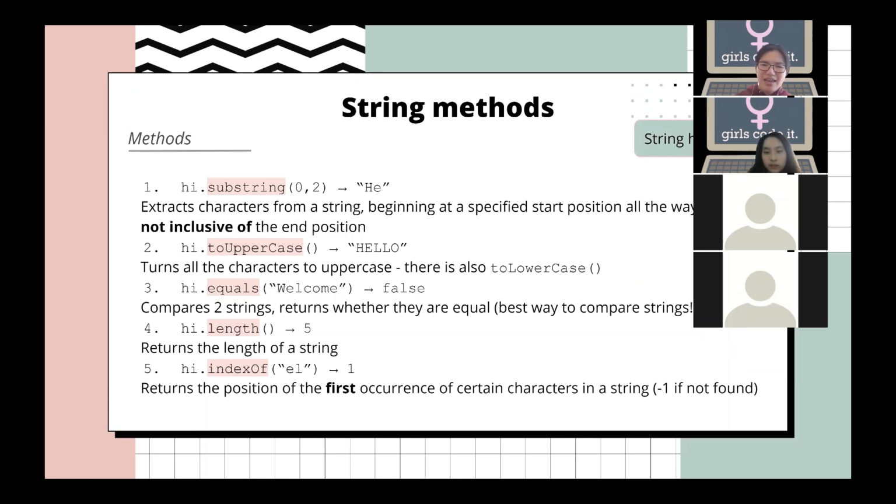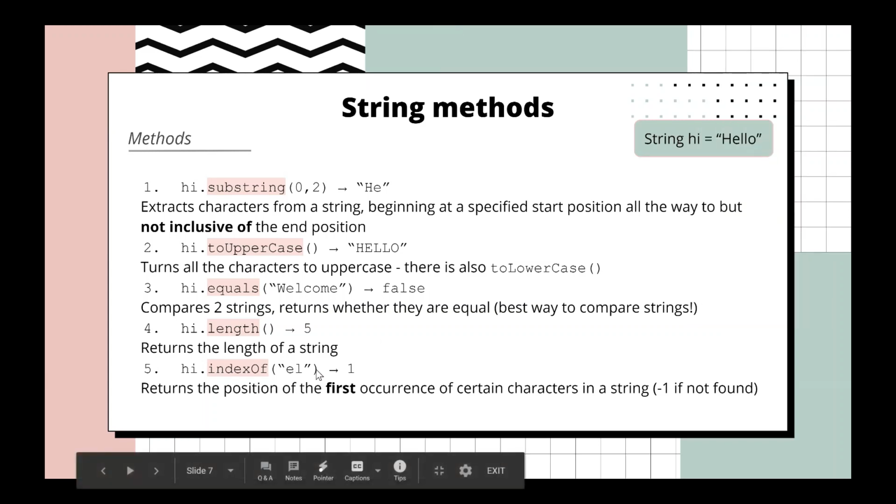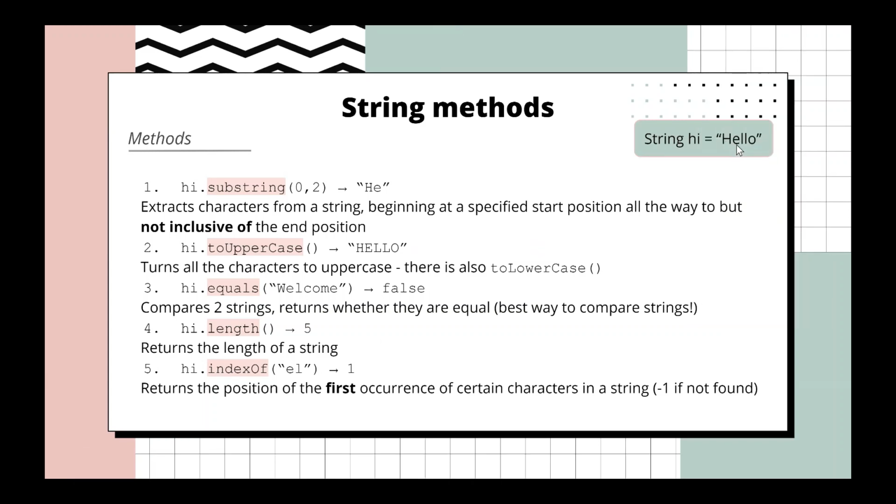Second is dot length, which is just the length of the string. And then finally, indexOf, which gives the index of whatever substring you pass in. So in this example, you have indexOf "el". It'll return the first occurrence of "el" in "hello", and it'll return 1, because the E is at the first index of the string.